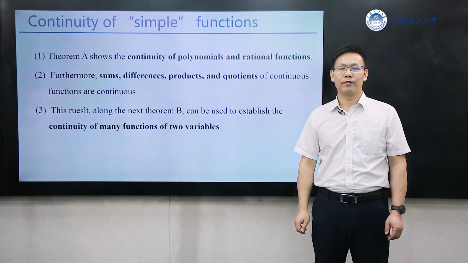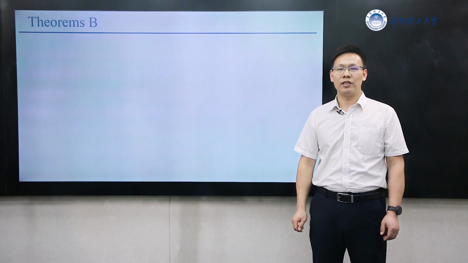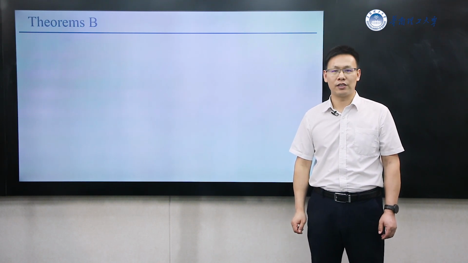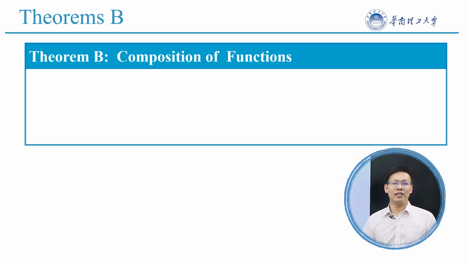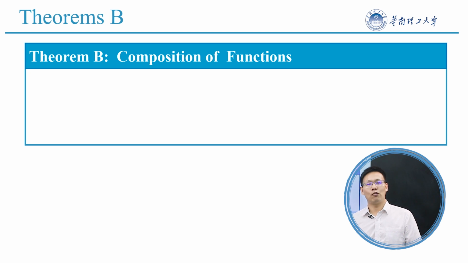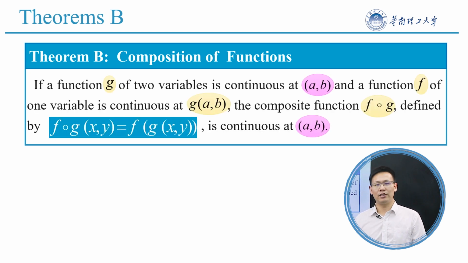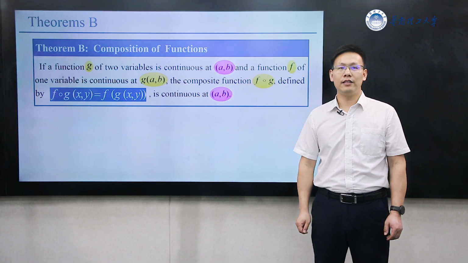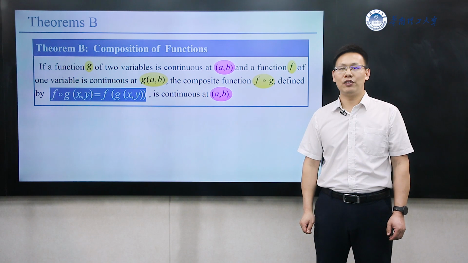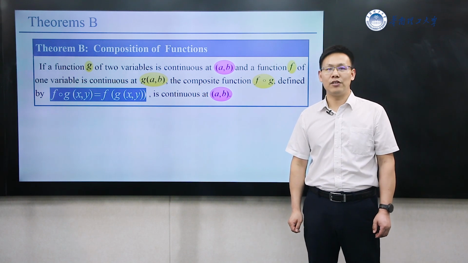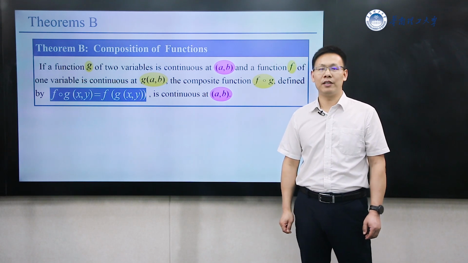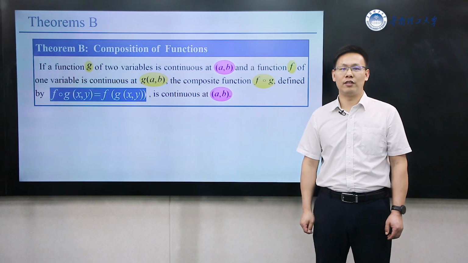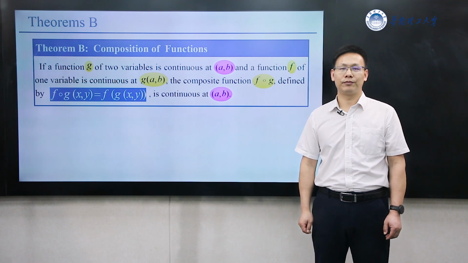Now we give the continuity of composite functions. Theorem B. Let g(x,y) be continuous at (a,b), and the one variable function f(u) be continuous at g(a,b). Then the composite function f(g) is also continuous at (a,b). The proof of this theorem is similar to the proof of theorem 1.6e.